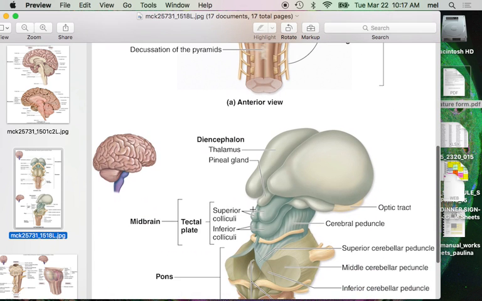These superior and inferior colliculi do visual and auditory reflexes. So let's get that functionality before we get to the cerebral peduncle functionality.